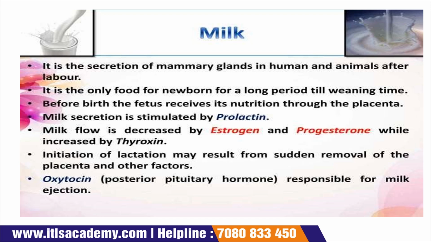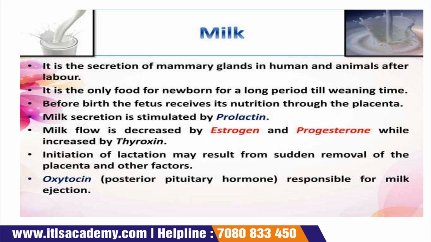Milk is a white liquid which is secreted by the mammary glands in human beings and animals. It is the food for a newborn baby. In milk, estrogens are decreased and progesterone is increased. During the initial period of lactation, it is the result of sudden removal of the placenta and other factors. Oxytocin is also responsible for milk ejection.